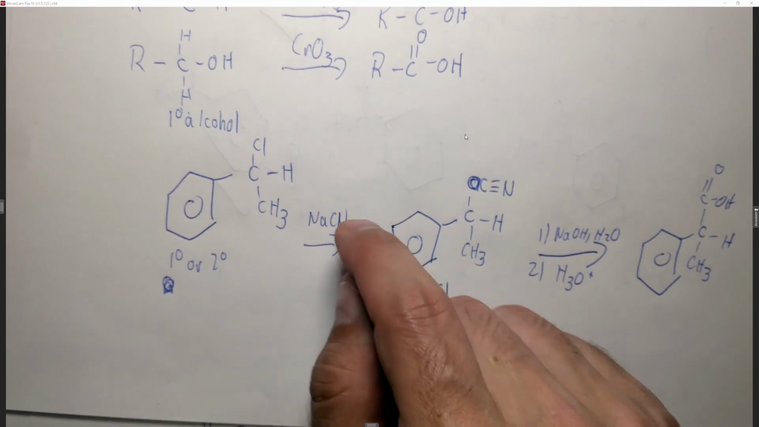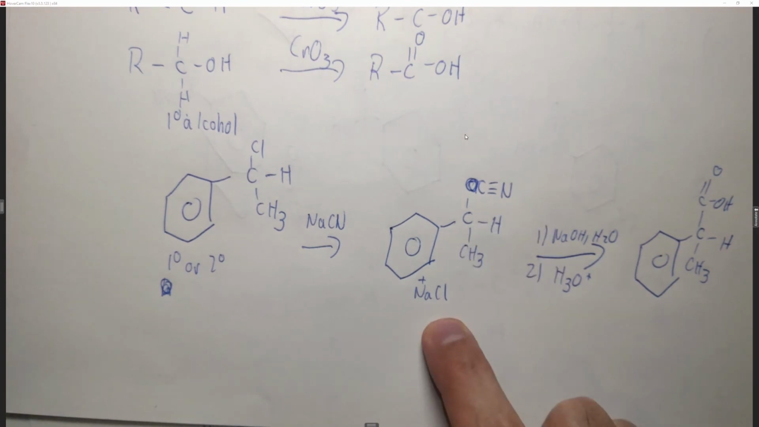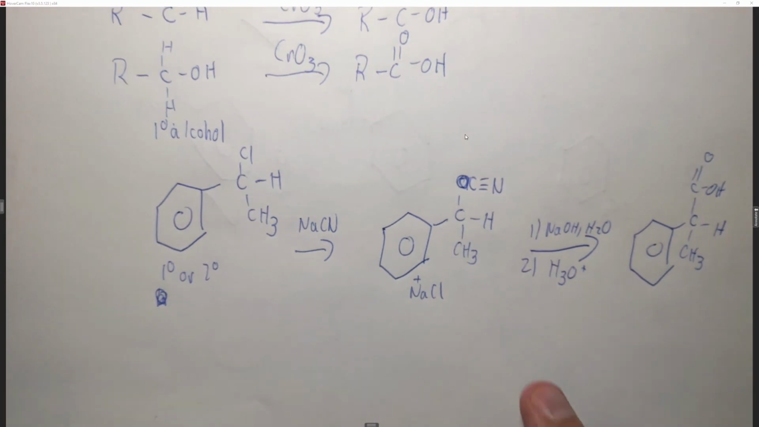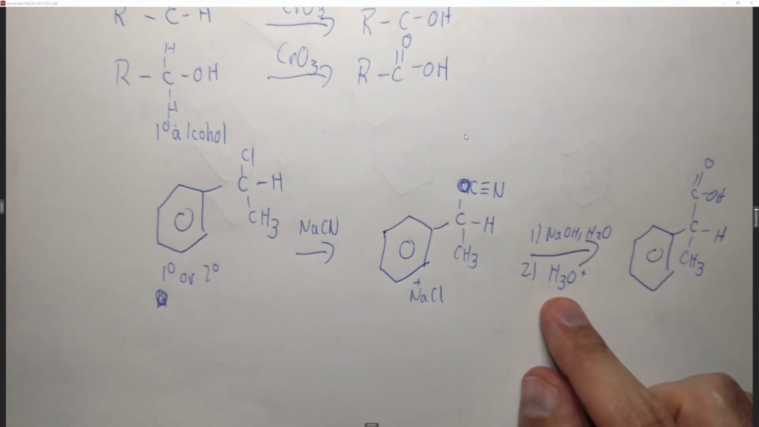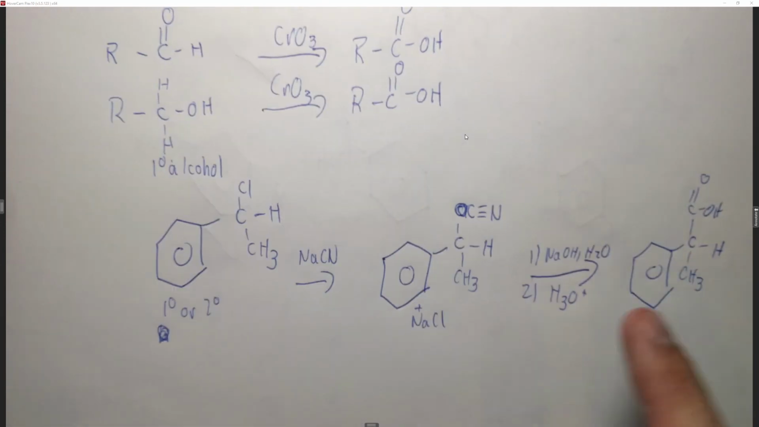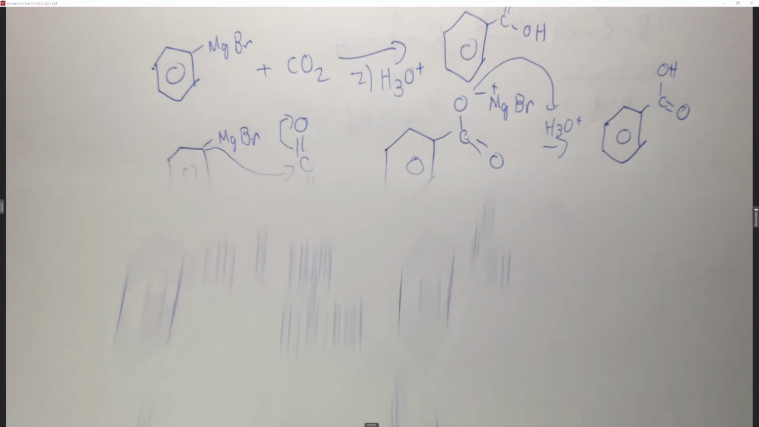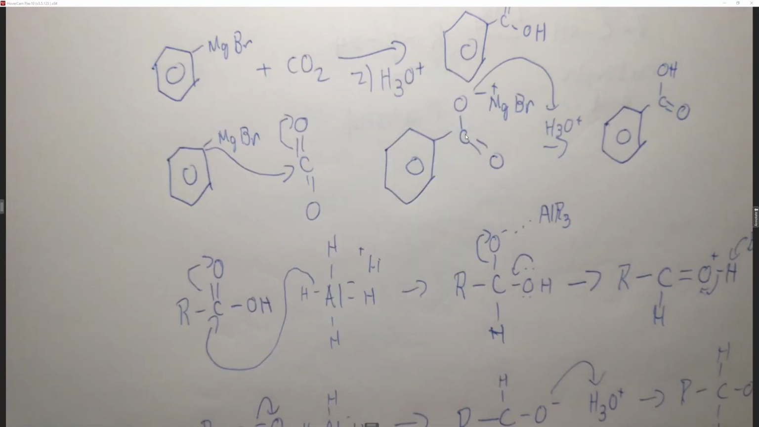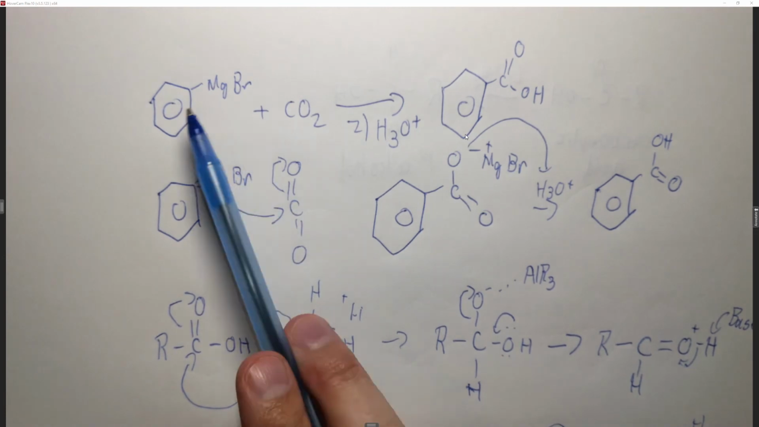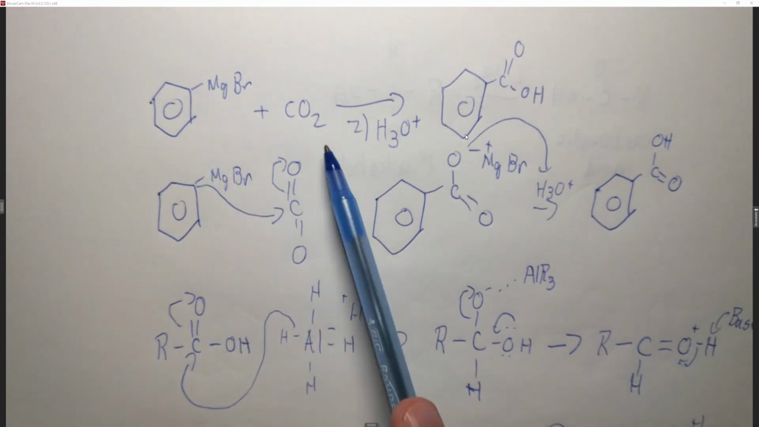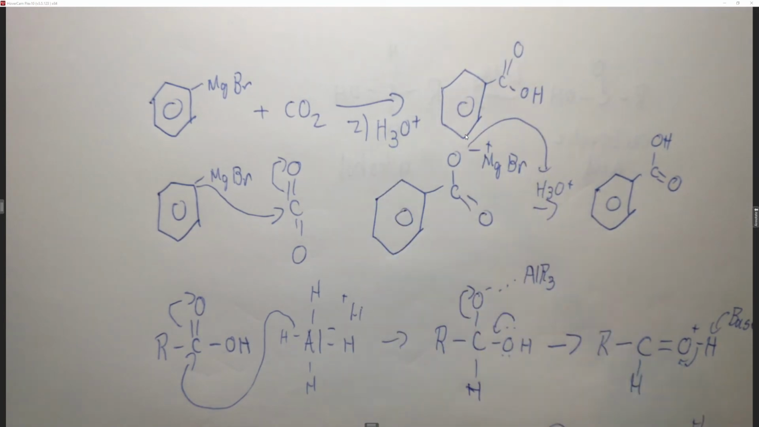We've seen that reaction a lot. This minus comes in, kicks this guy out, and cyanide replaces chloride. But then we learned a new reaction where if we add sodium hydroxide, water, followed by H3O plus, we can actually turn the nitrile group into a carboxylic acid. Finally, we learned for synthesis of carboxylic acids that if we use a Grignard reagent and carbon dioxide followed by H3O plus, we get the carboxylic acid.